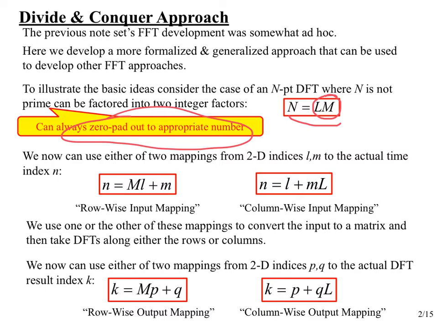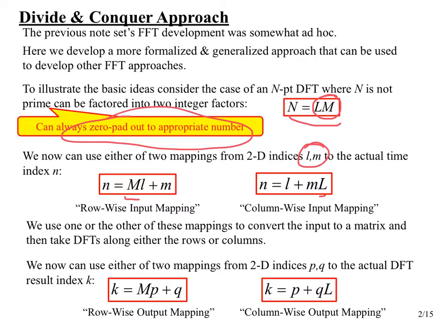Okay, once we have that, we use the M and the L to set up some alternative mapping. We're going to map our one-dimensional index, n, into a two-dimensional index, and we could use one or the other of these. We either jump by M or jump by L. We're going to use little l and little m as a 2D index into our input array, and we'll take a look at what these indexings look like in just a little bit.